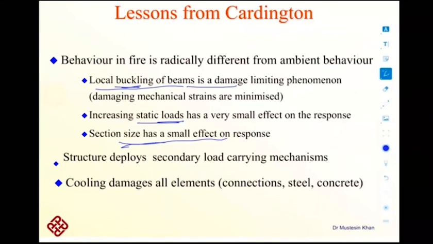And the cooling behavior of the fire damages the connection, damages the steel and the concrete, everything. The cooling phase is so important. It is so disastrous for a structure that it cannot be ignored. It has to be considered when studying.